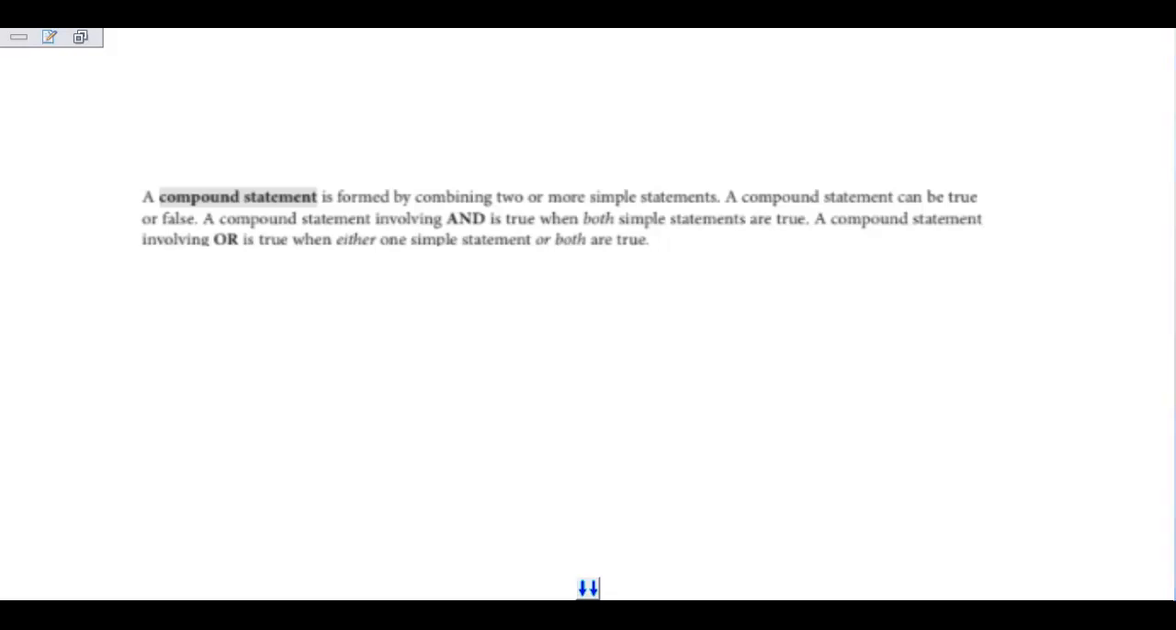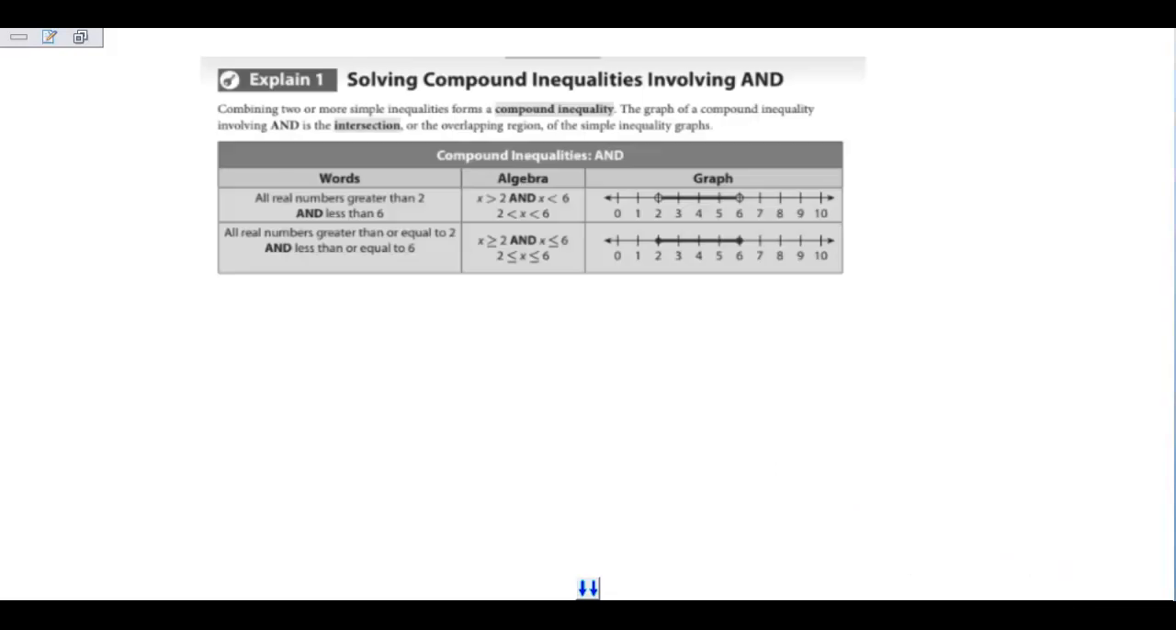A compound statement involving the word "and" is true when both simple statements are true. A compound statement involving the word "or" is true when either one simple statement or both are true. And basically it just comes from lots of practice with these.